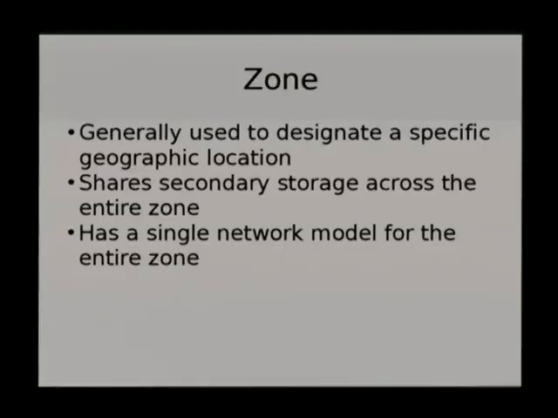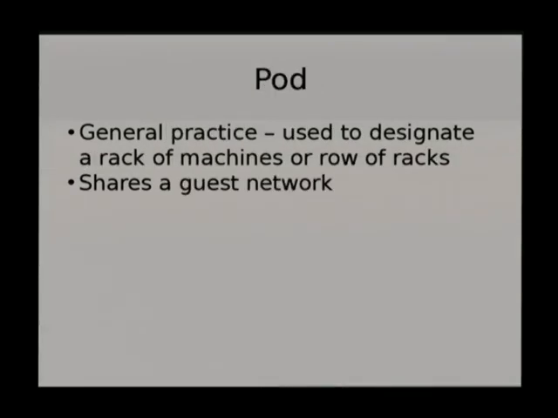Let's talk about zones. So basically, folks are familiar with AWS regions, right? Yes, okay. So zones are very similar in CloudStack. It's usually a geographic location. It shares secondary storage across the entire zone, and you have a single network model for the entire zone. We support a couple different network models in CloudStack, and I'll talk about networking in a little bit. Pod is sort of just a logical container for a rack or a row of racks, shares a guest network among the pod.